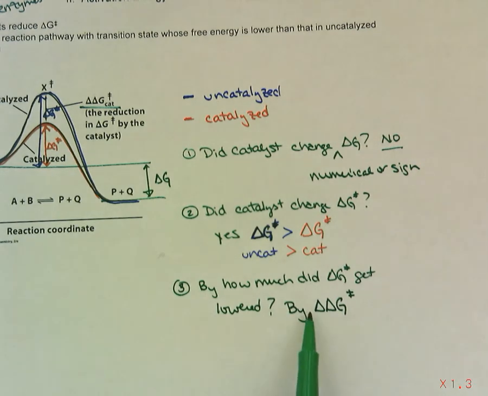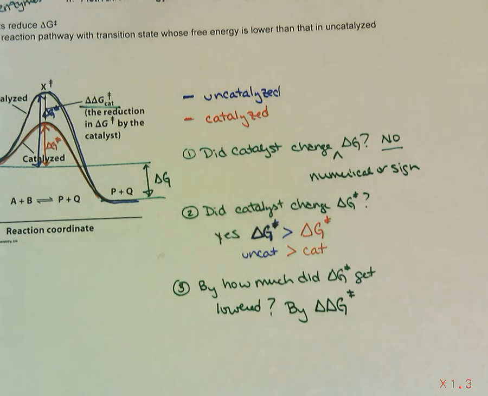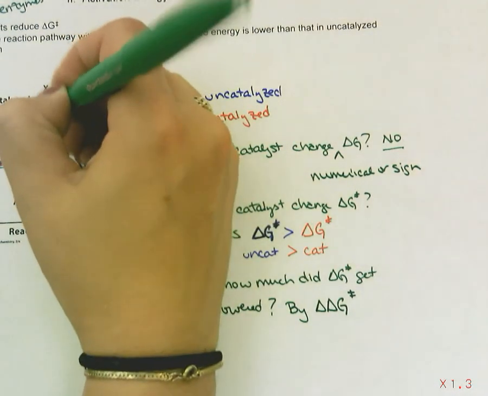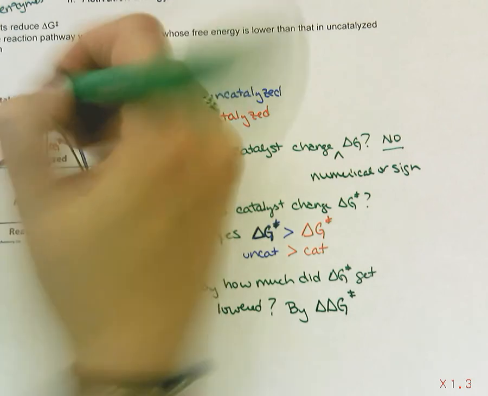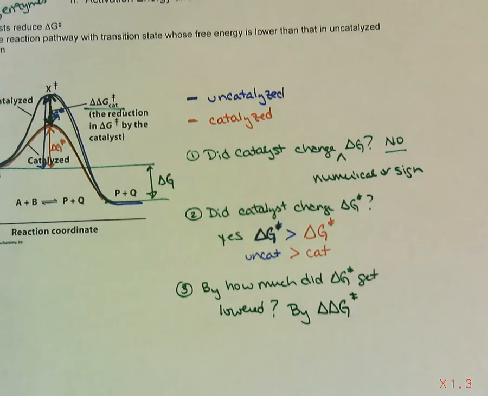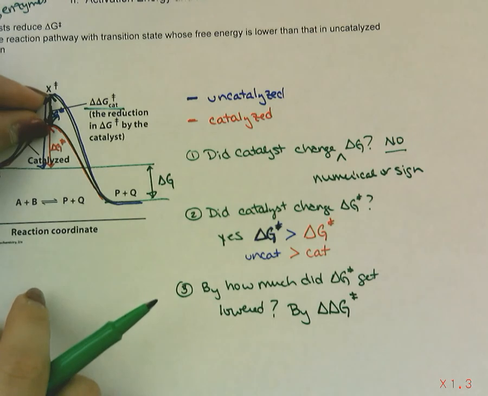So the change in the change of free energy. Is that line just going between catalyzed and uncatalyzed? Yep, it's going from the top of this one to the top of this one. So it's just that space, just right there. Yep, that's delta delta G. So the difference between the two peaks.